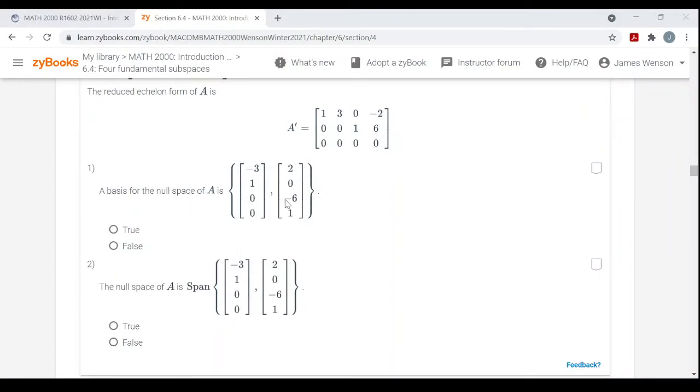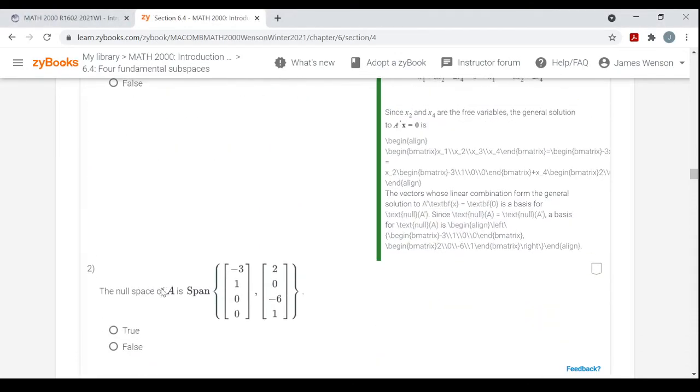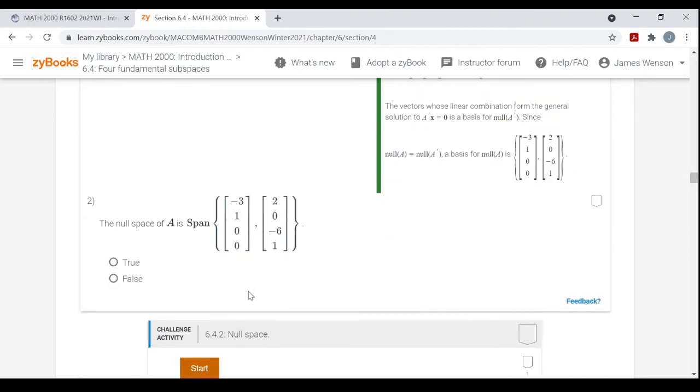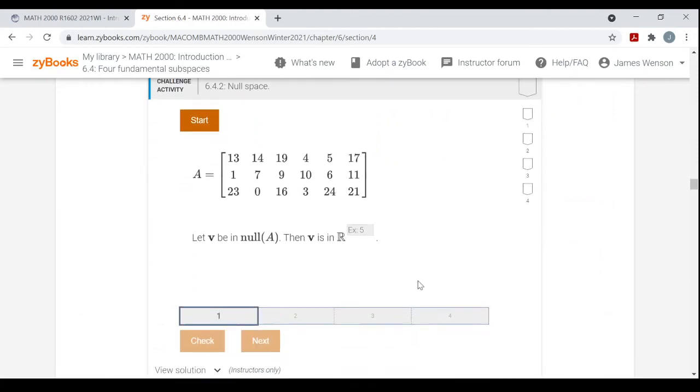Okay. All right. So a basis for the null space. Yeah, this was one of them. This was true, and then the span of those two vectors would be the null space. The null space would be made up of any linear combination of these two.